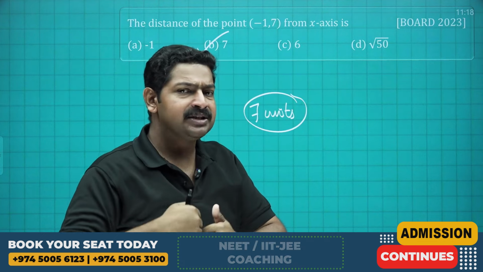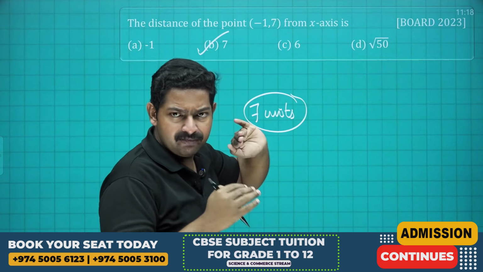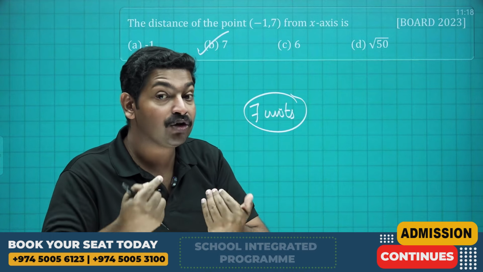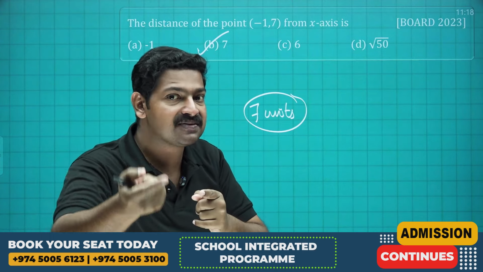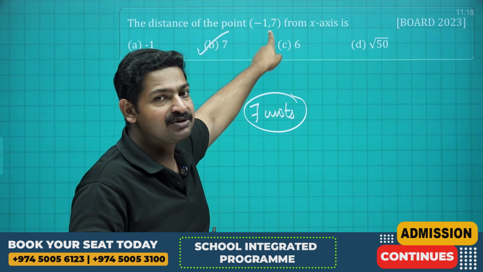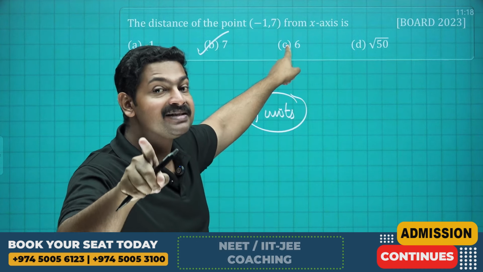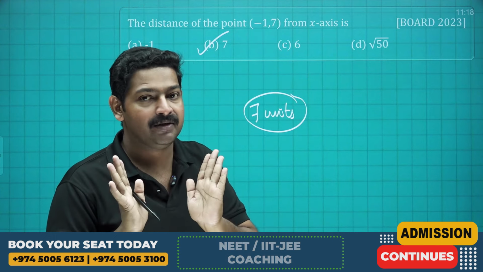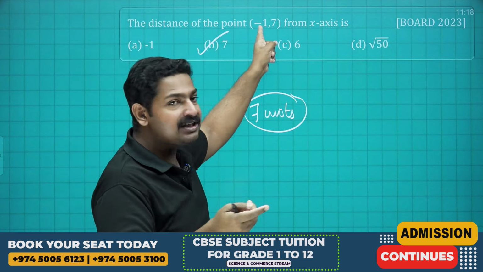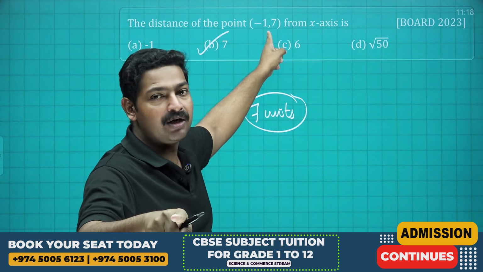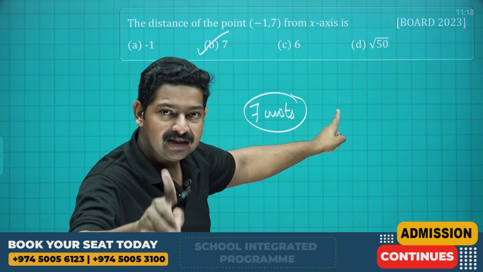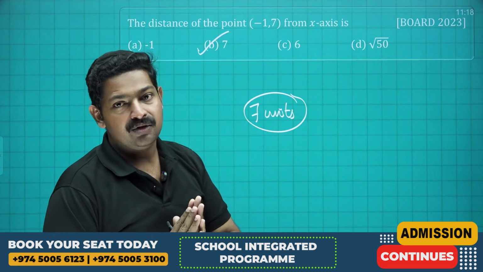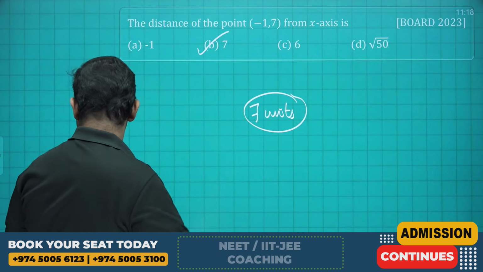Okay, let me ask you another one. If the same coordinate is given, and they are asking the distance from the y-axis, what will be the answer? The x coordinate gives the answer. What is the x coordinate here? Minus 1. But we can't say the distance is minus 1 unit. It is 1 unit. Distance will not be negative. So you have to write 1 unit as the distance of the given point from the y-axis. Like that, you will easily get the answer. So 7 units is the answer for the earlier one.